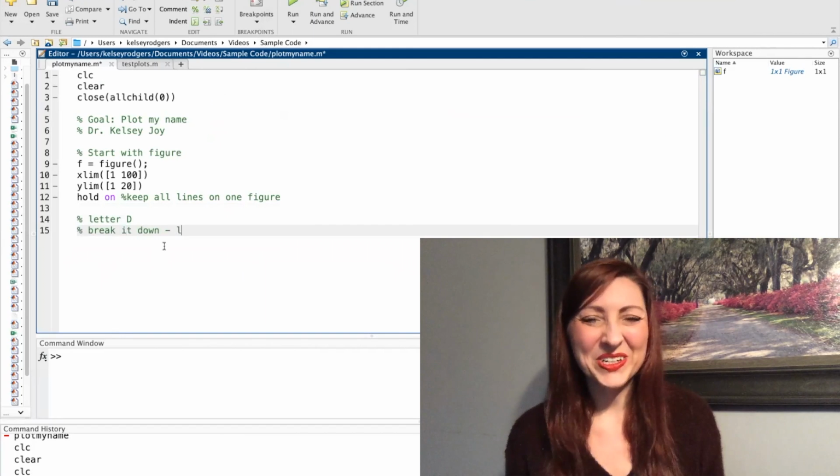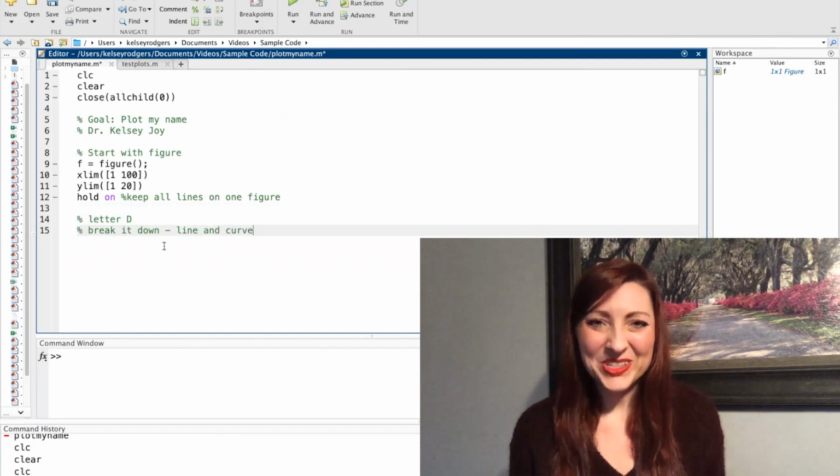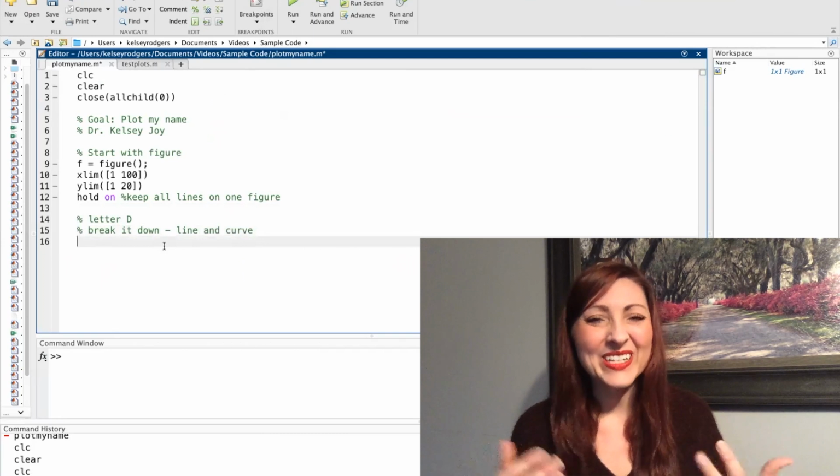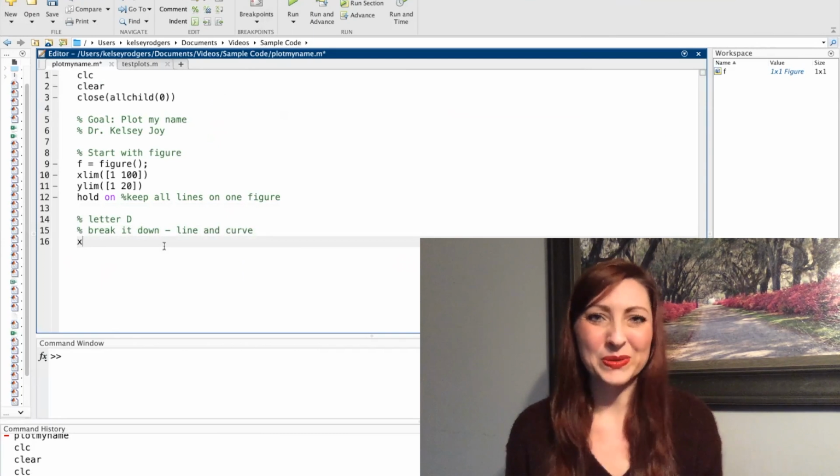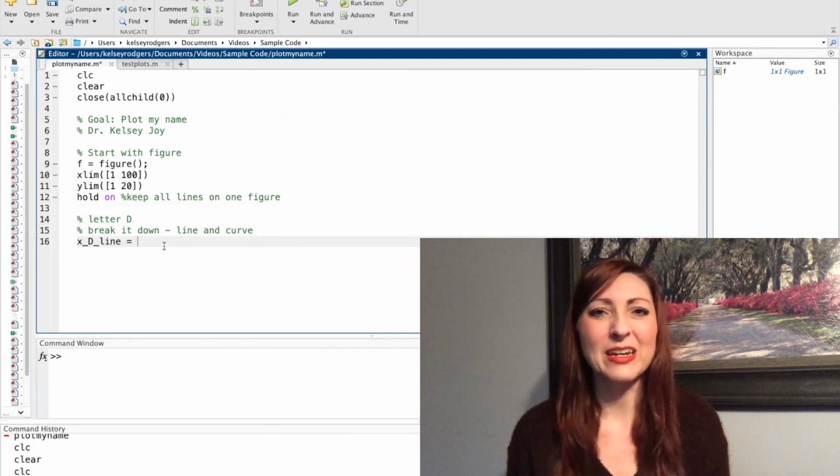And I want to make sure to put hold on. I want to make sure all my lines stay on that same graph and I see all of them appearing. So I have to say hold on. Otherwise, I would only see the most recent line appearing.